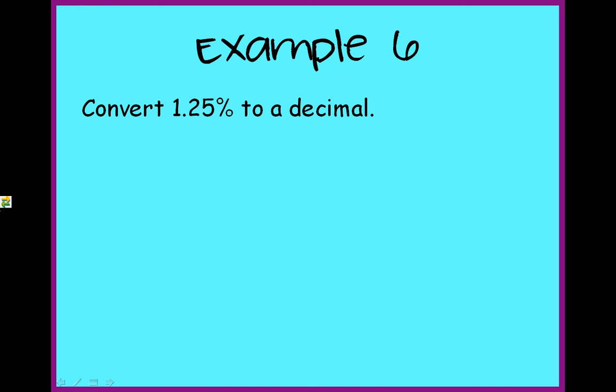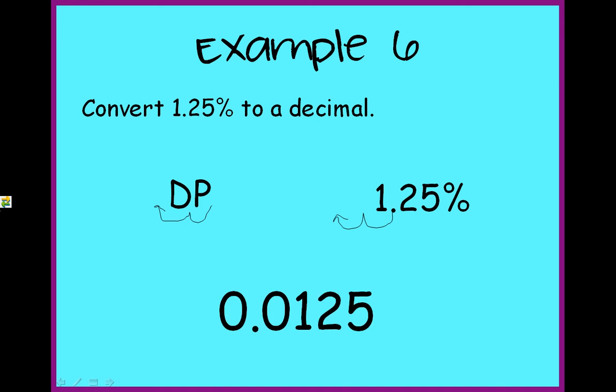Okay, now we're going to convert 1.25% into a decimal. Same thing, Dr. Pepper. From a percent to a decimal, we're going to go 2 places to the left. We're going to take our 1.25%, start with the decimal, and move 2 places to the left. When you add that 0 in, you get 0.0125. And that is your answer.